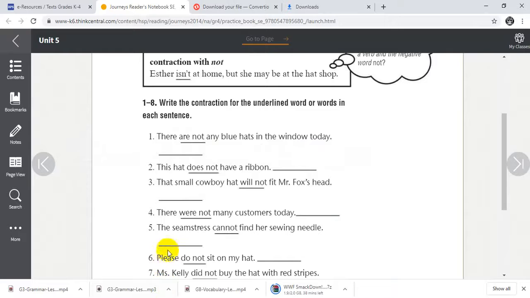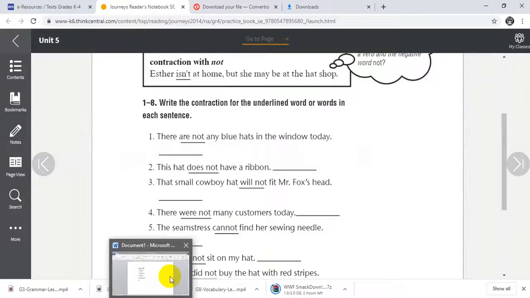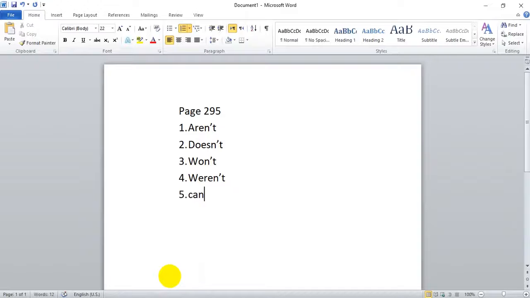Alright, number 5. The seamstress cannot find her sewing needle. Cannot. You're going to put cannot into a contraction. So we're going to take away the N and the O and put an apostrophe. It's going to look like this. Can't, right? Can't. So you see we took one N out and we took the O away and we just put what? An apostrophe and a T. Can't. So it's also an exception just like won't.